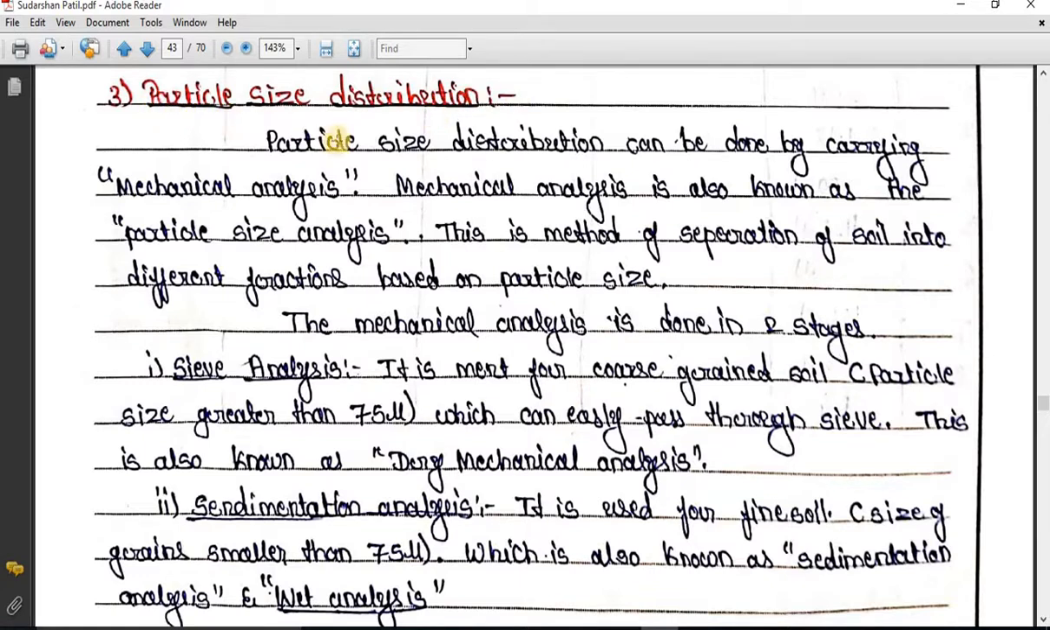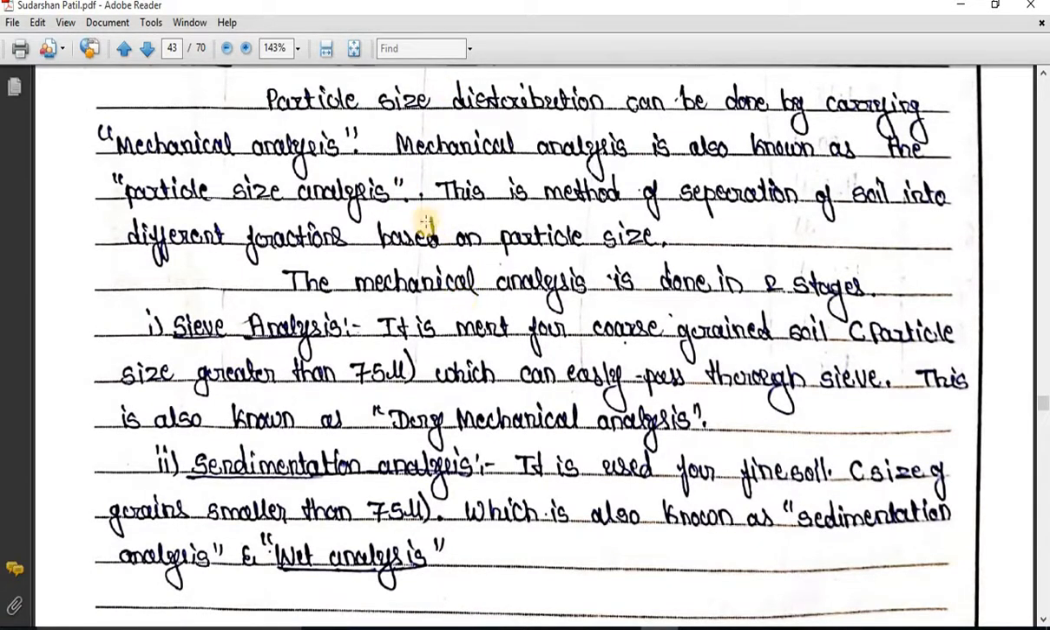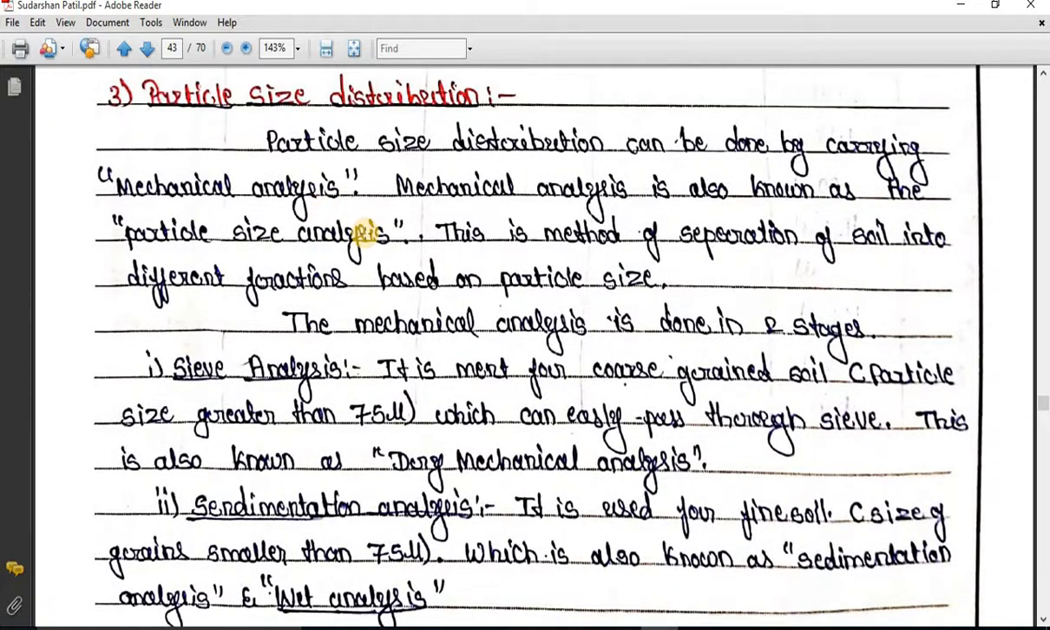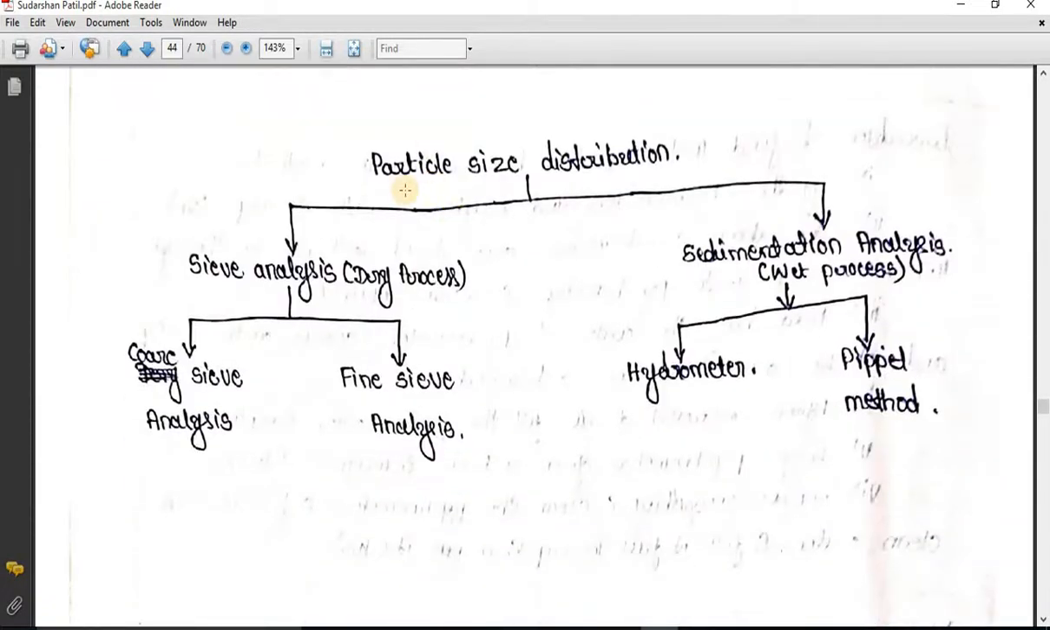To determine the particle size distribution, I can use two methods. I can do it in two steps. That is, you can see over here, particle size distribution can be done in two steps. First, I have to perform sieve analysis. Whatever the remaining soil is there, on that I have to perform sedimentation analysis.